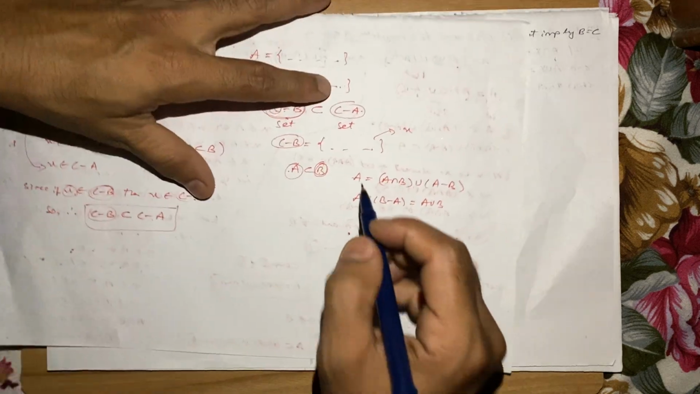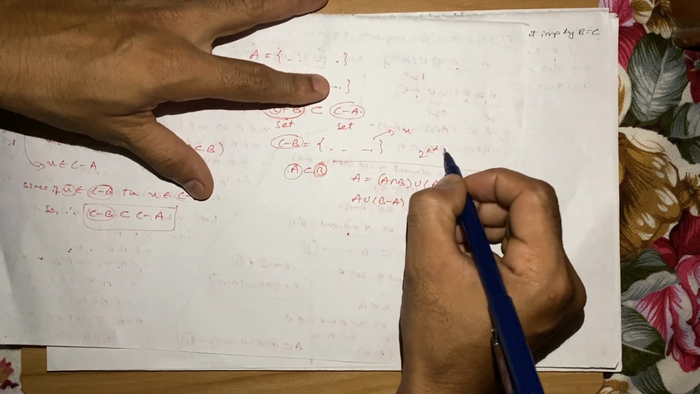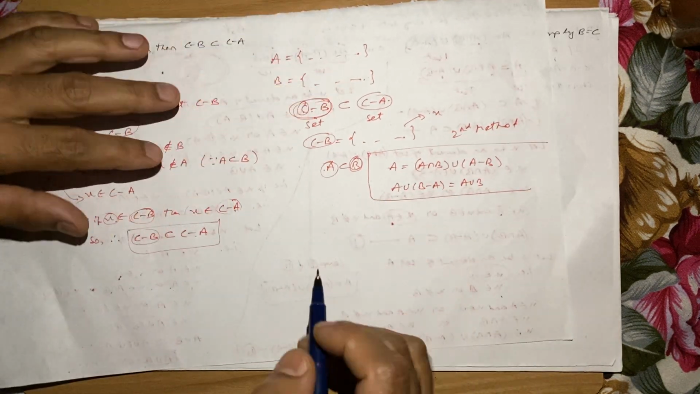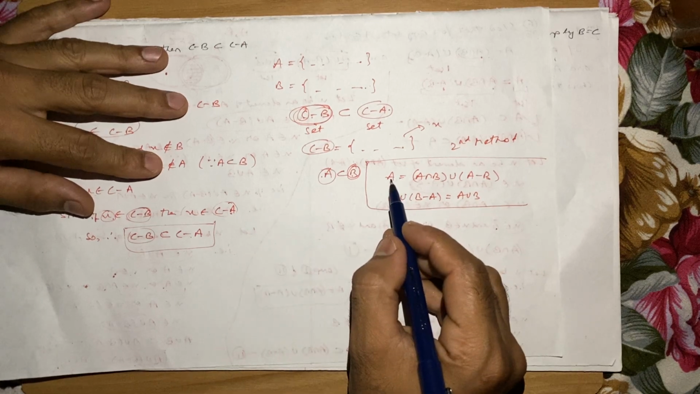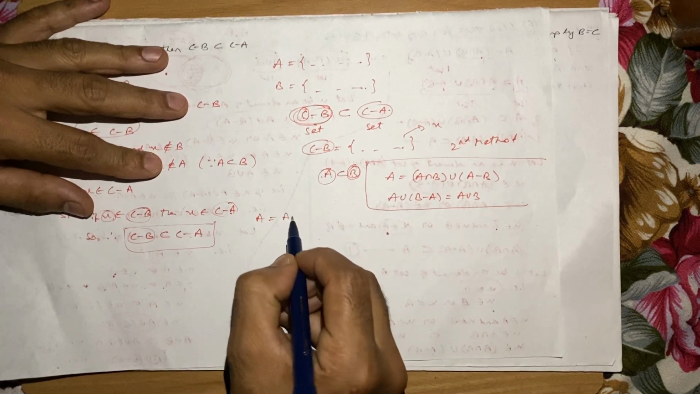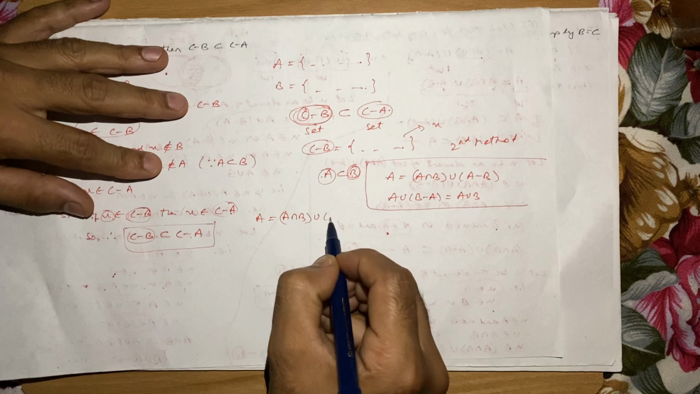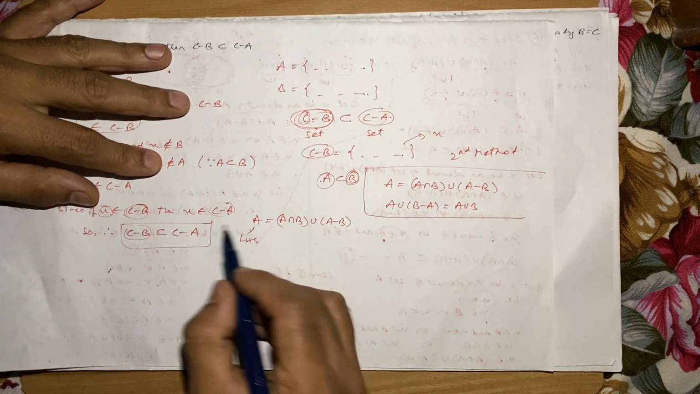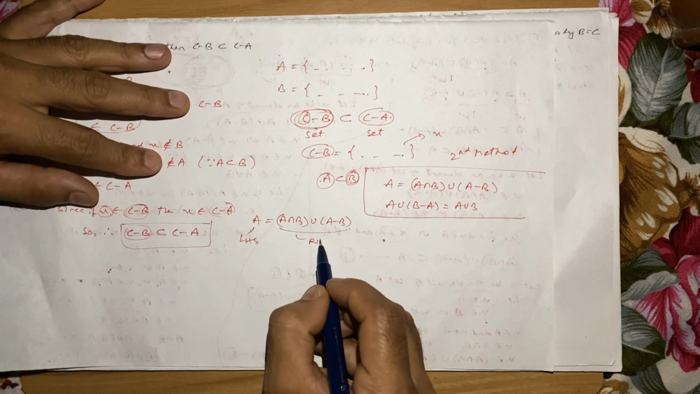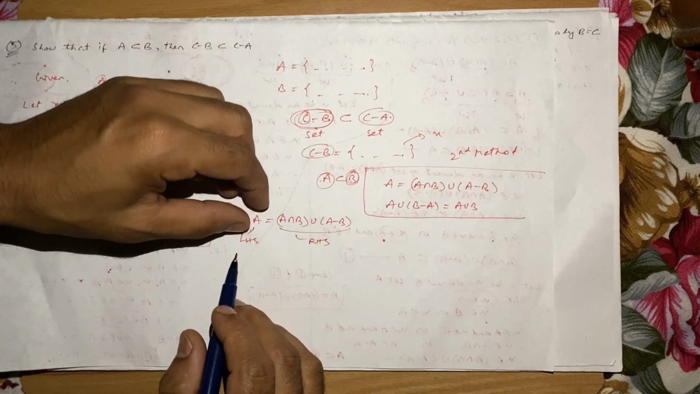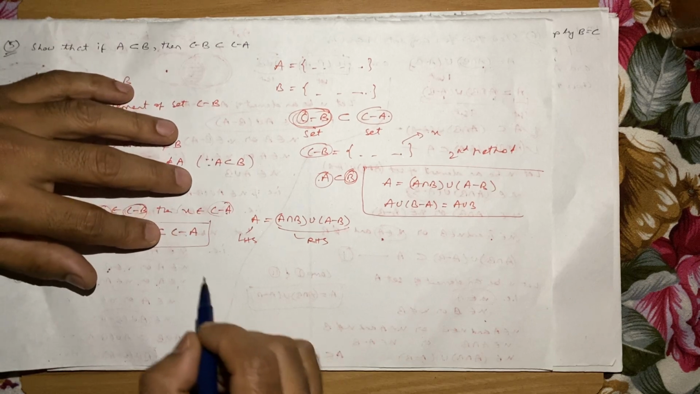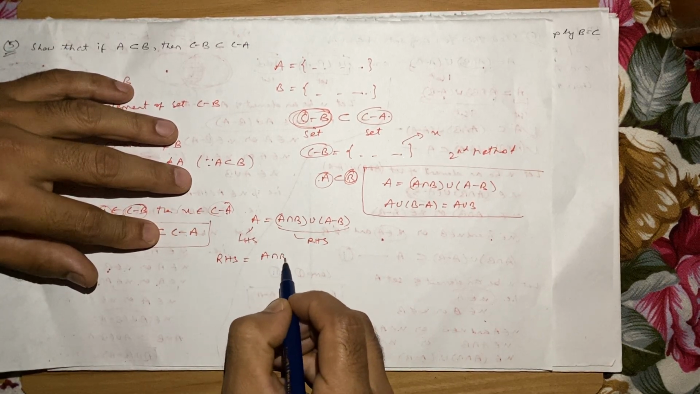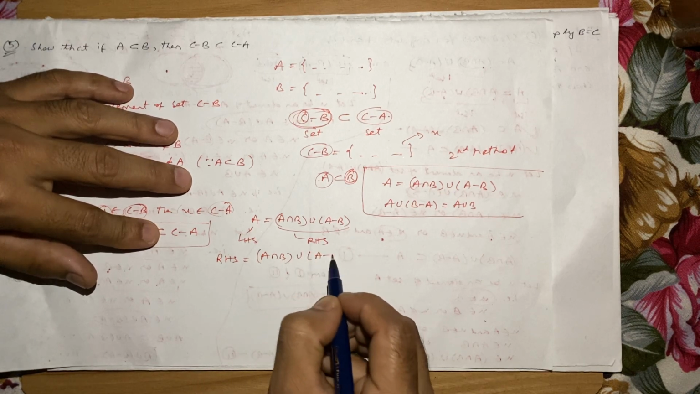Now look at this carefully. This is the second method to solve the previous question. Let's solve the first one. I need to show that A is equal to A intersection B union A minus B. So this is the left hand side of the equal sign and this is the right hand side. Since I cannot do anything with the left hand side, let's start from the right hand side. So what is the right hand side? It is equal to A intersection B union A minus B.